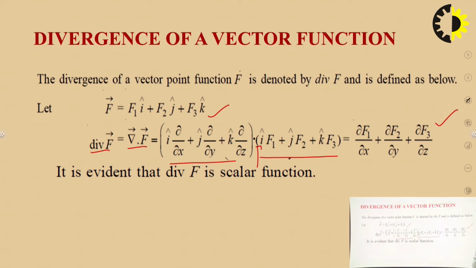And then you can see it is a scalar point function, because the divergence of a vector function is a scalar function. This shows that the operator del converts a vector function, if we take the dot product between these two, into a scalar function. So this is another application of the operator del over vectors.